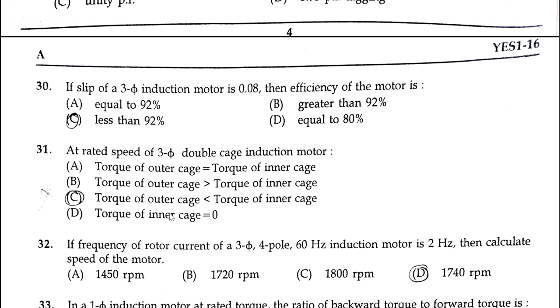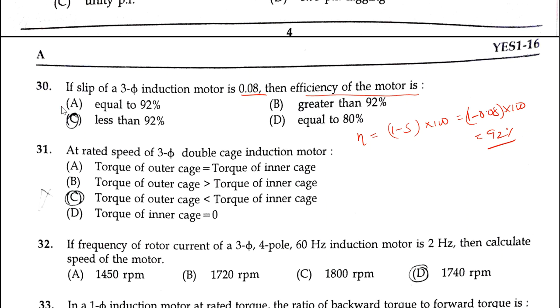Next one. If the slip of a three-phase induction motor is 0.08, the efficiency of the motor is. So for the efficiency of the motor, the simple shortcut formula is 1 minus S, okay, into 100. So it is going to be 1 minus 0.08 into 100, which will give rise to 92%. So the answer will be equal to 92% here.